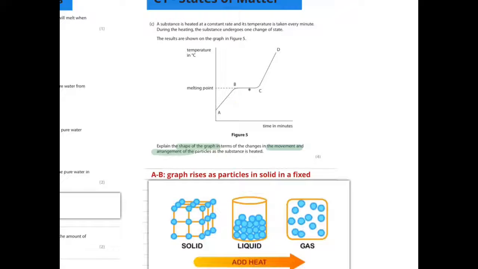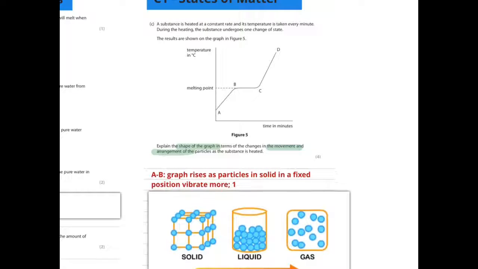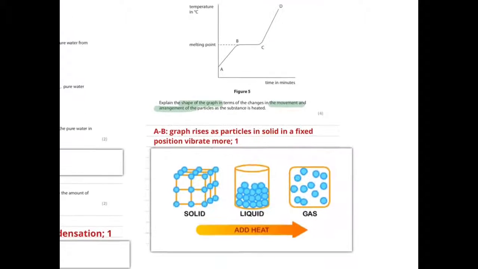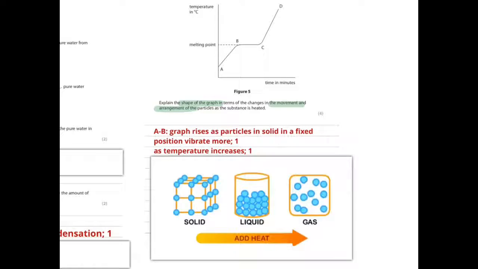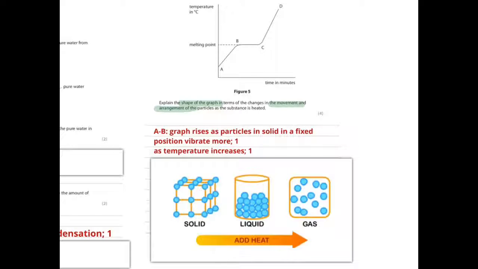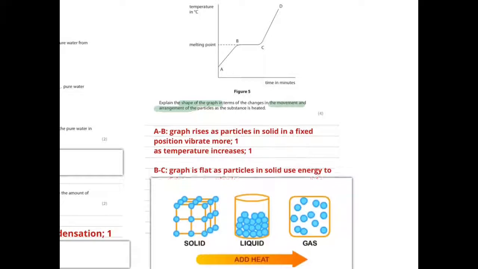Between A and B, the graph rises as particles in solid in a fixed position vibrate more. So this is describing, remember, the movement and arrangement of the particles and relating it to the graph. So that gets you 1 mark. The graph rises as particles in a solid are in a fixed position and vibrate more. Next, and this is due to the temperature increasing, because we can see the temperature is rising. We're linking it to the graph.